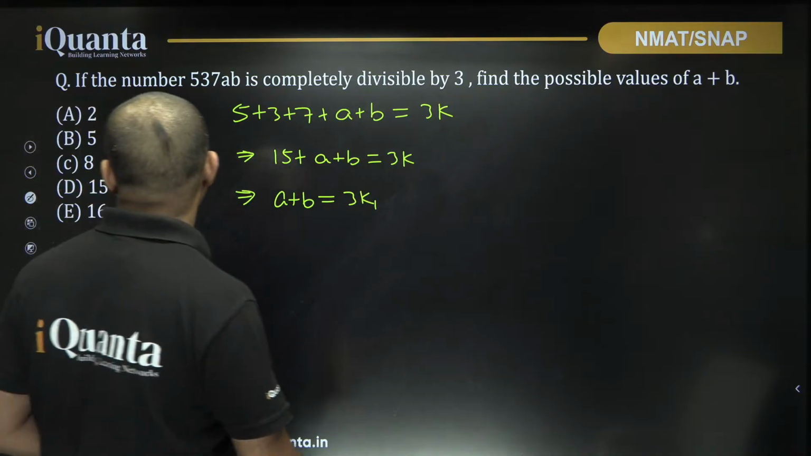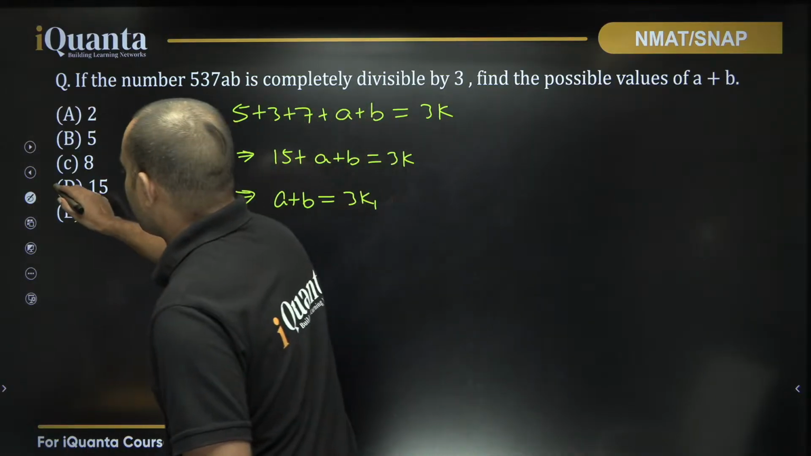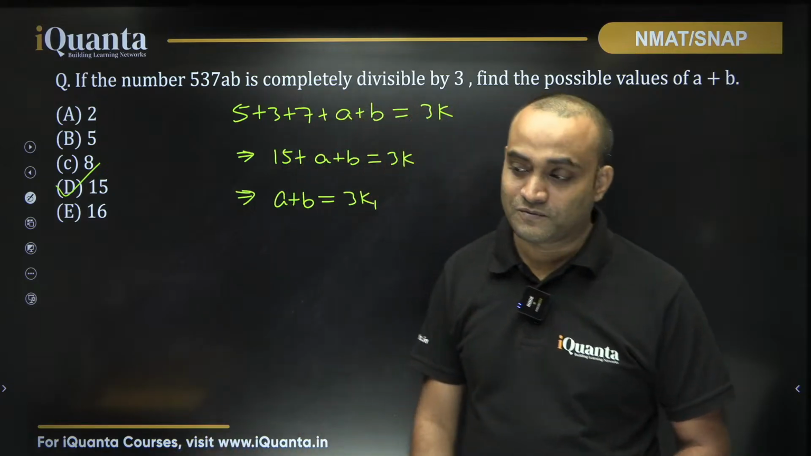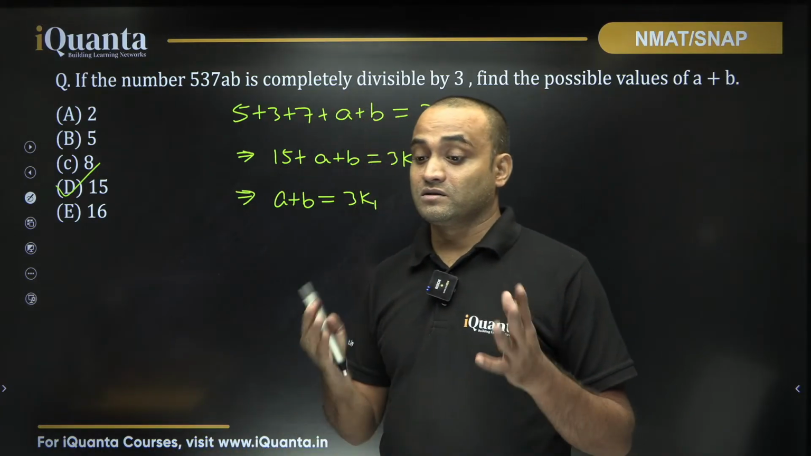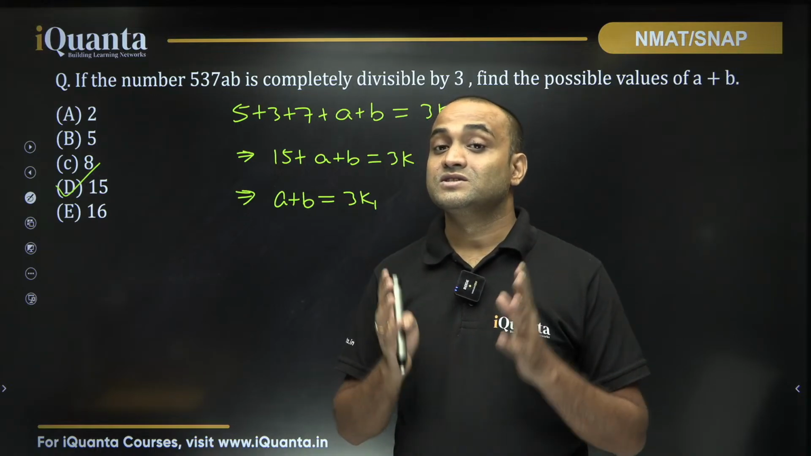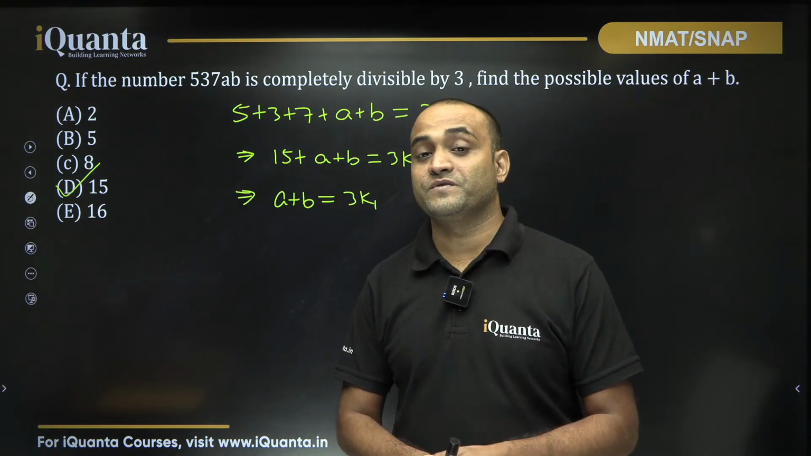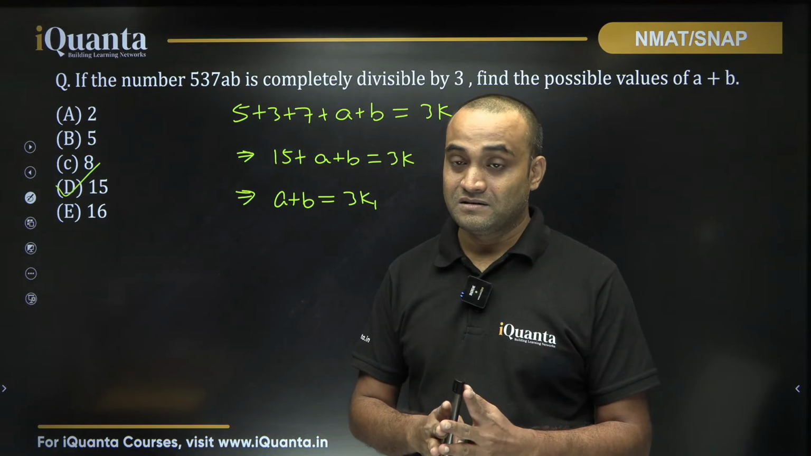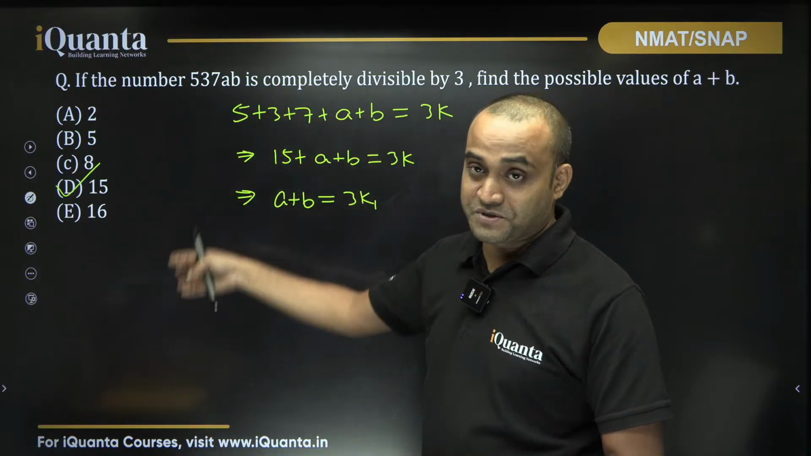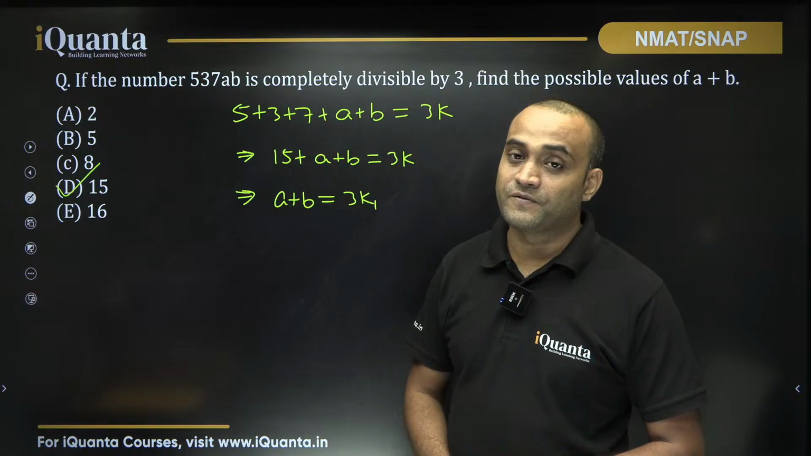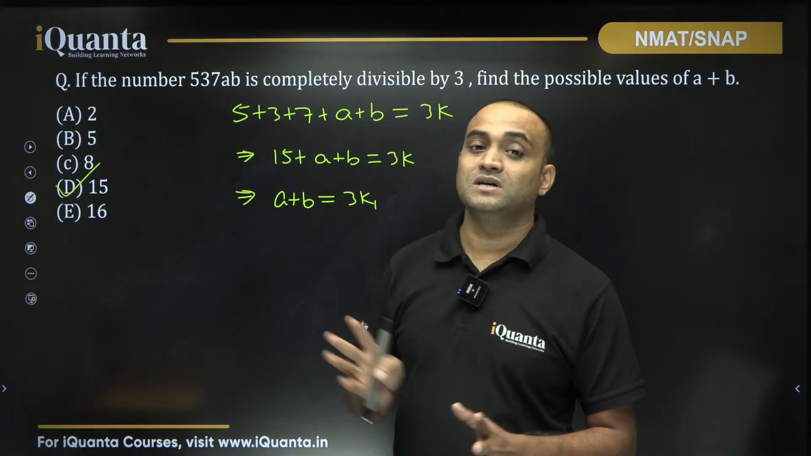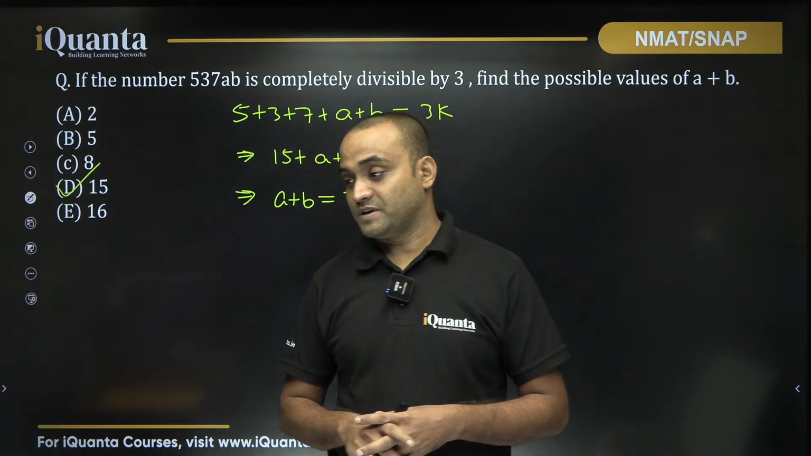Now, if you check the options, only option D, which is 15, is a multiple of 3. A plus B could be 0, or their sum could be 3, 6, 9, 12, 15 till 18. But from the options, only option D is a multiple of 3. That's why our answer is 15. But there could be multiple possibilities for A plus B.